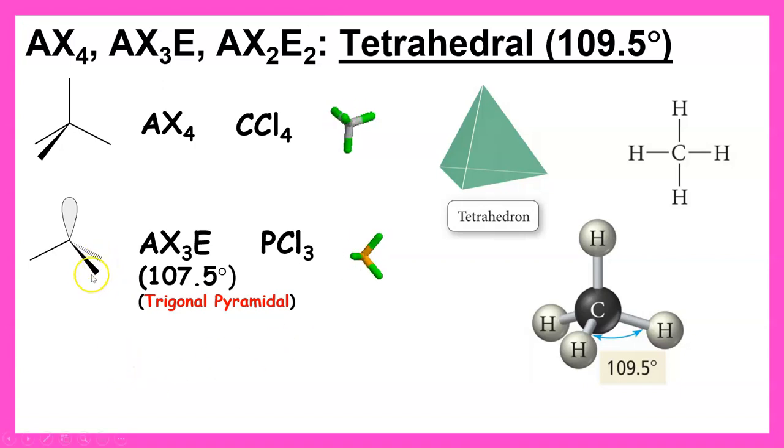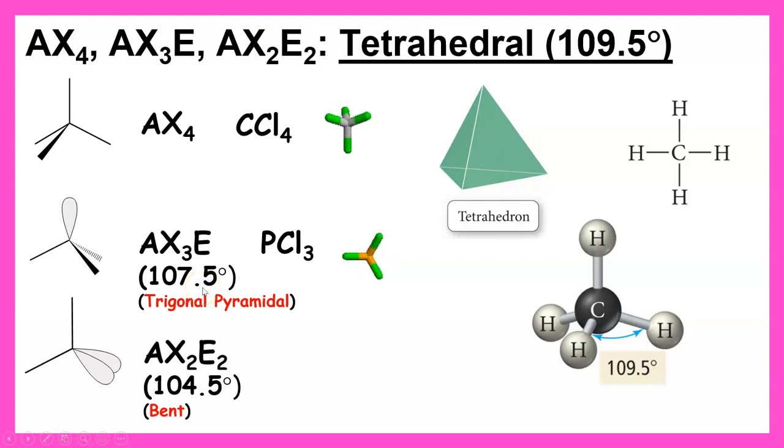Now let's replace one more atom with a lone pair. Now it's going to be AX2E2. It's going to be even smaller than 107.5. It's going to be a little bit smaller. And it's the molecular geometry. If you look, well, we know that shape. What's that shape? It's bent. Just like water, right? 2 atoms and 2 lone pairs is bent.